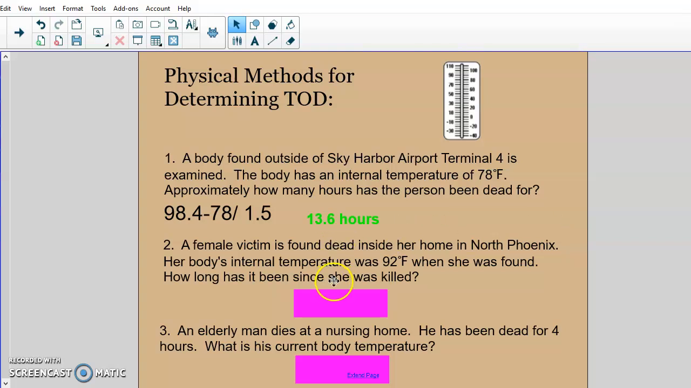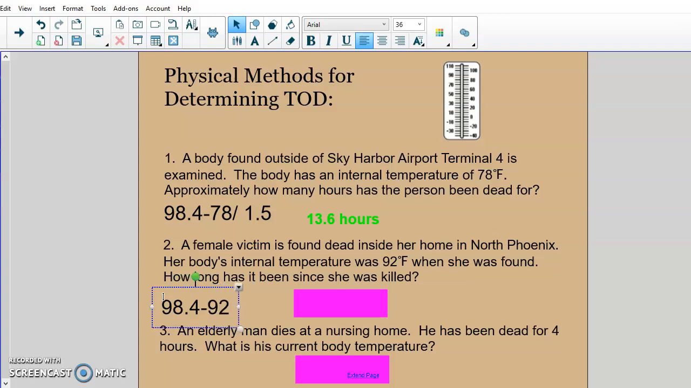So for the second one, it says a female victim is found dead inside her home in North Phoenix. Her body's internal temperature was 92 degrees Fahrenheit when she was found. How long has it been since she was killed? So again, you'll use the same thing. You'll do 98.4 minus 92 degrees, which was when they found her. Then divide it by 1.5.